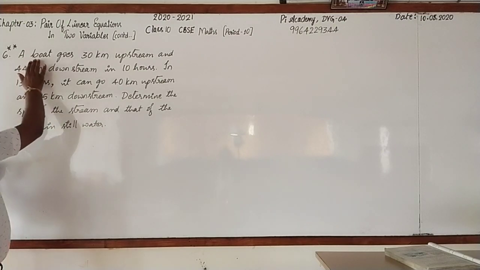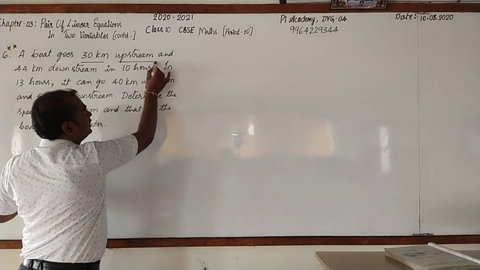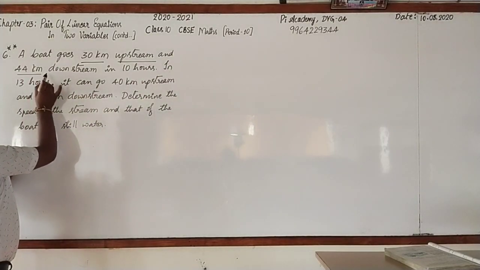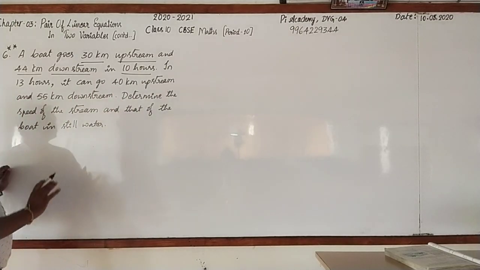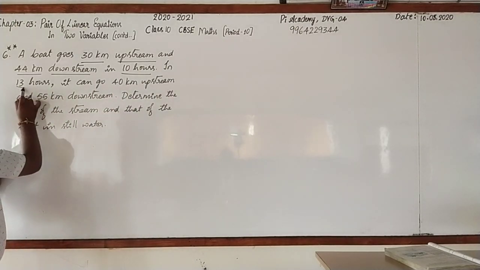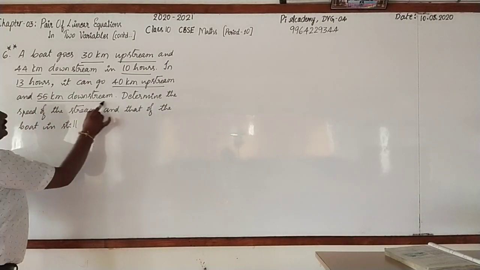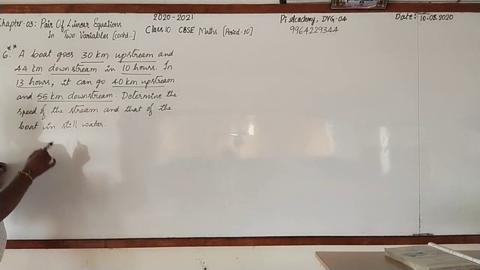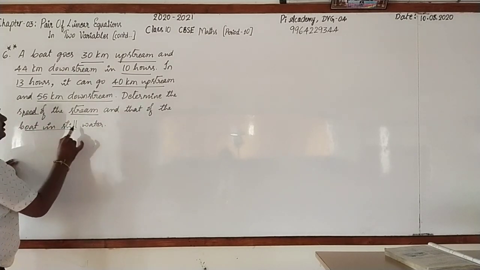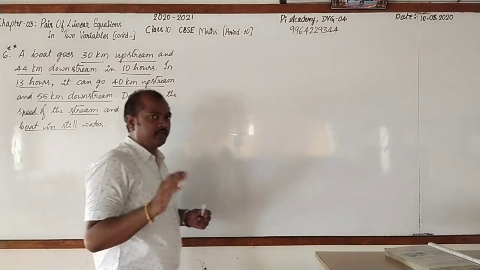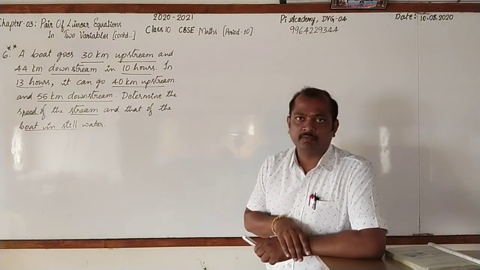It is: a boat goes 30 km upstream and 44 km downstream in 10 hours. This is one situation. In 13 hours, it can go 40 km upstream and 55 km downstream. Determine the speed of the stream and that of the boat in still water. Right? Hope that you have understood the statement.